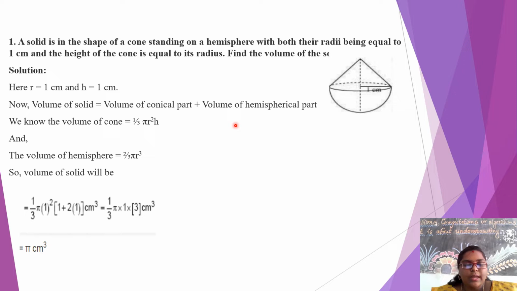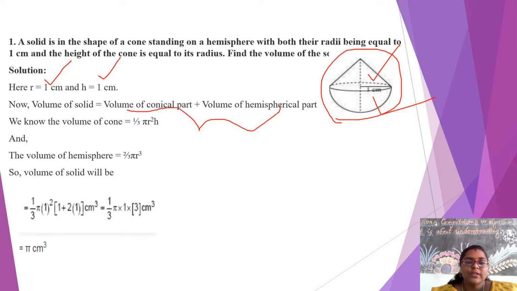First we will write what is given. The radius is 1 centimeter and the radius is equal to the height, so the height is also 1 centimeter. We have to find the volume of this figure, which means the volume of the conical part, the upper part, and the volume of the hemispherical part. If you add these two, you will get the volume of the full figure. The volume of the cone is 1 by 3 pi r square h and the volume of the hemisphere is 2 by 3 pi r cube.